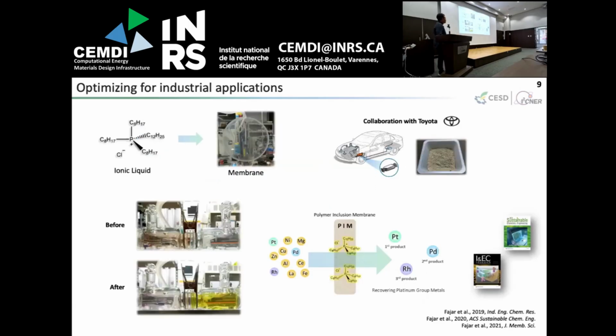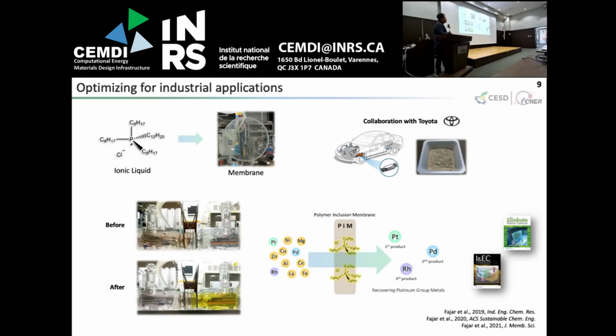Following this promising initial result, we further developed a more practical technology for industrial application by converting these ionic liquids into a membrane. At the time, we had a collaboration with Toyota to recover platinum group metals from spent automotive catalysts. After years of optimization, we finally found the best condition to recover platinum, palladium, and rhodium from this waste material, which consists of a lot of impurities, with very high purity and very high selectivity.